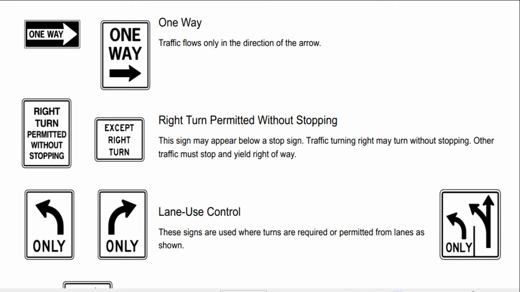One way. Traffic flows only in the direction of the arrow. Right turn permitted without stopping. This sign may appear below a stop sign. Traffic turning right may turn without stopping. Other traffic must stop and yield right-of-way. Lane use control. These signs are used where turns are required or permitted from lanes as shown.